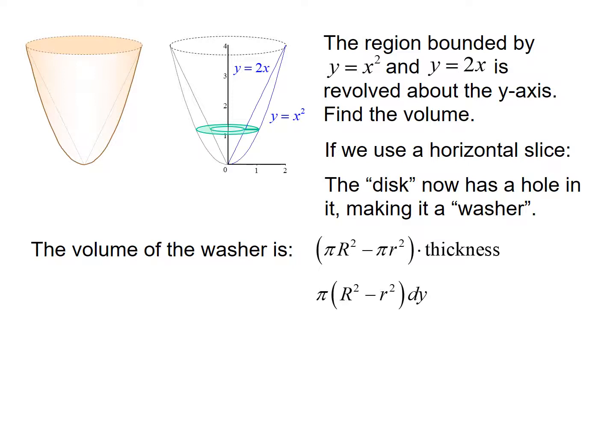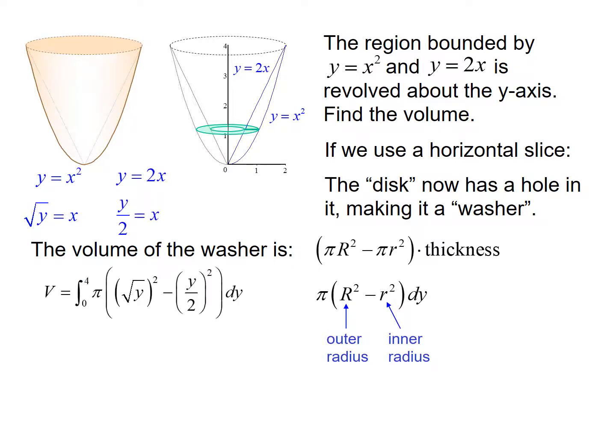And we can factor out pi from both of those and just bring that to the outside. So if we started with y equals x squared, that gives us root y equals x. If we started with y equals 2x, that gives us y over 2 equals x. So the volume is the integral from y equals 0 to y equals 4 of pi times big R squared, which would be the outer radius, that's x equals root y, minus little r squared, that'd be the inner radius, that would be x equals y over 2, dy, and we get 8 pi over 3.